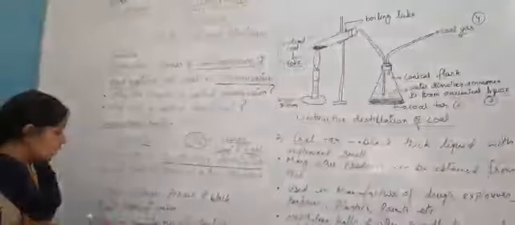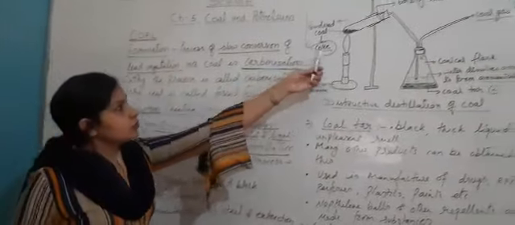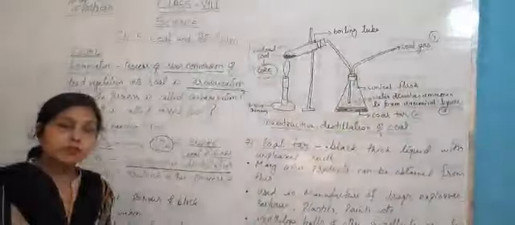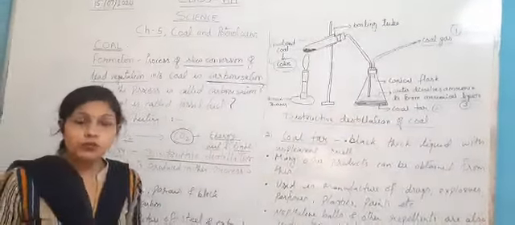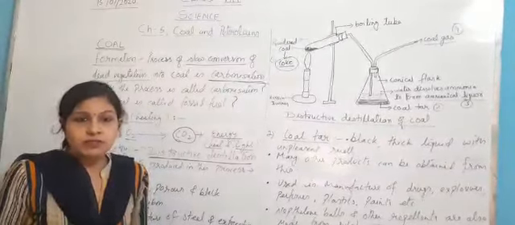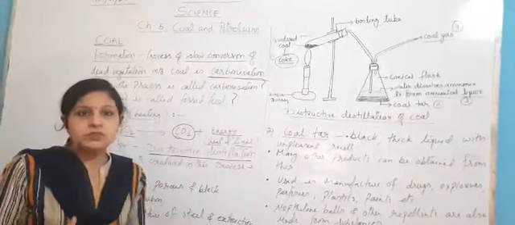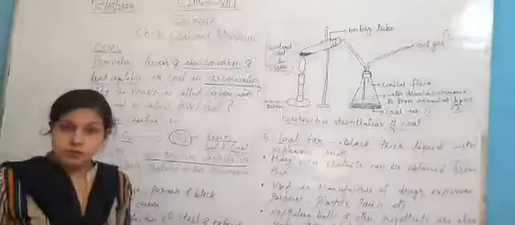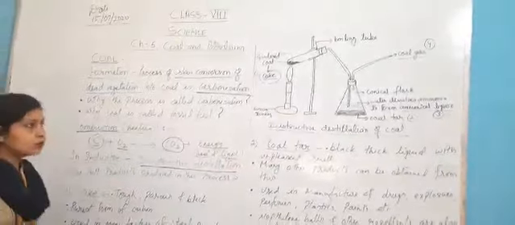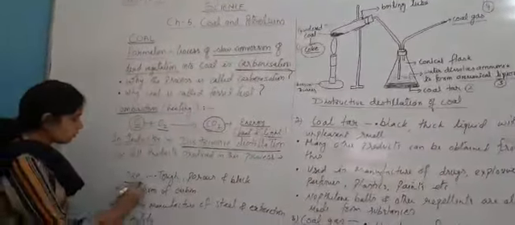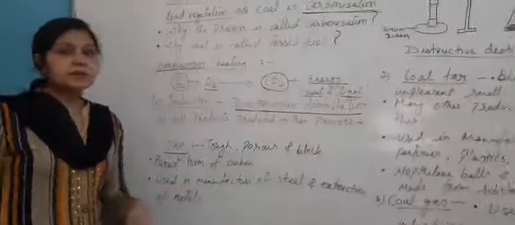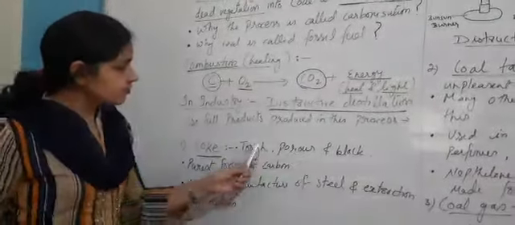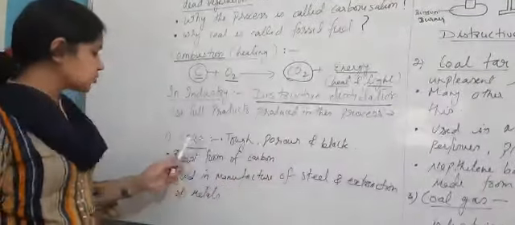Okay, now let us see how these products which are obtained during the destructive distillation of coal are important for us. Where do we use these products? Because we have done destructive distillation for some purpose. So these substances are much more useful. Let us see how these are useful. First is the coke. It is a tough, porous and black substance. When coal is heated, it produces a tough, porous and black substance which is called coke.